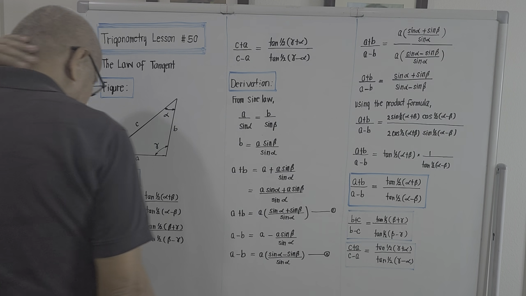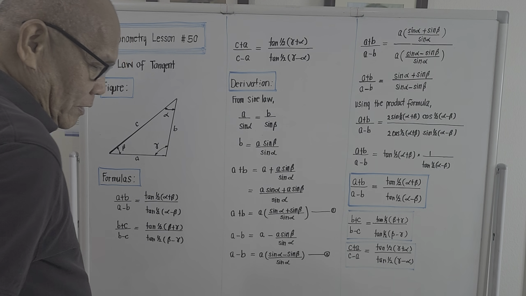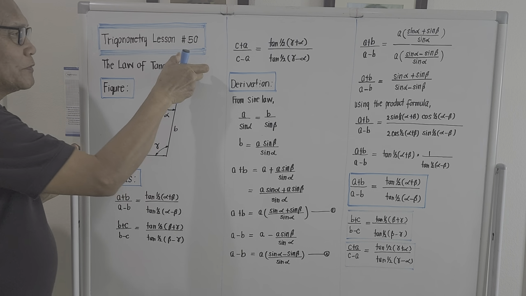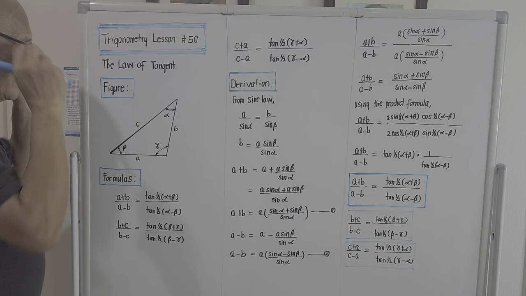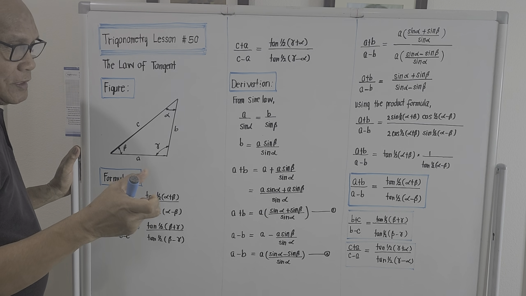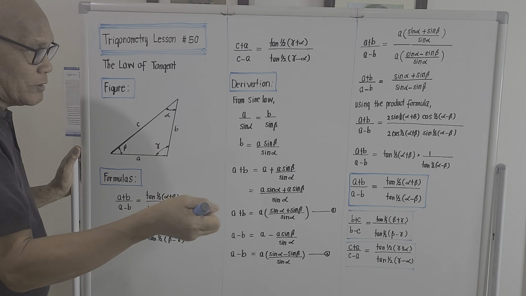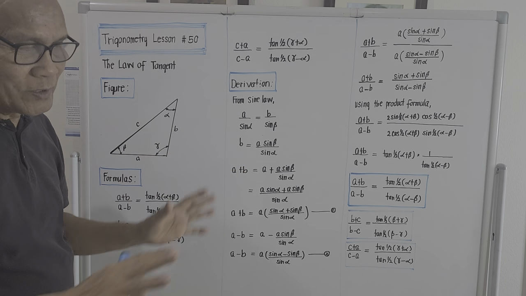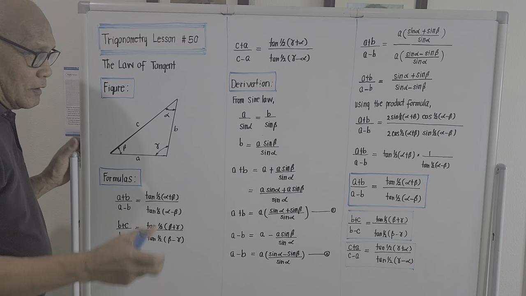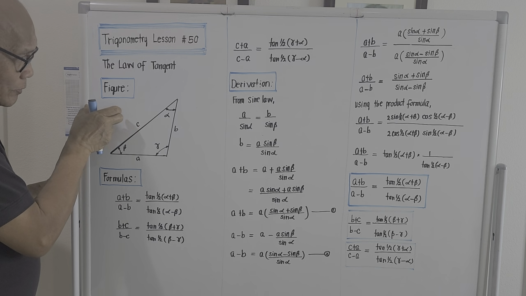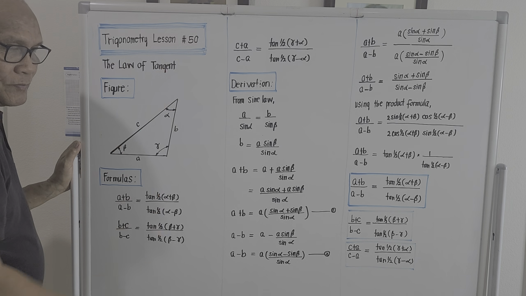The subject matter for this morning will be trigonometry, and this will now be lesson number 50. We are almost done. And the title of the topic for this morning will be the law of tangent. Life must go on no matter what. Let's try to bring out the figure for the so-called law of tangent.